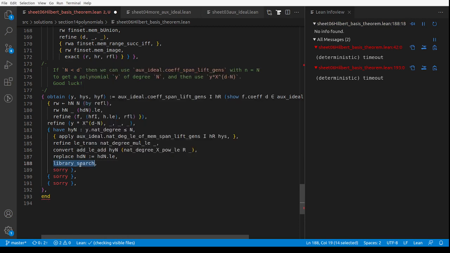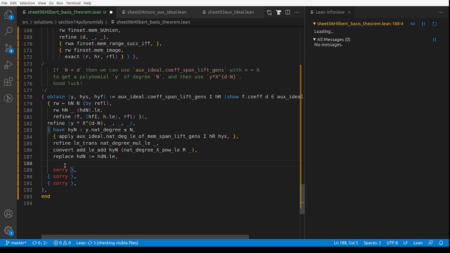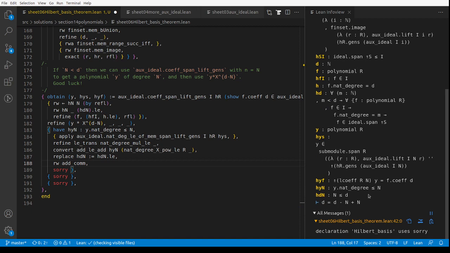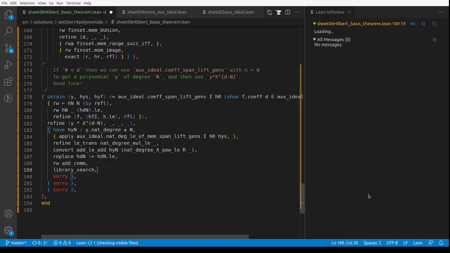No, it doesn't. Okay, so let's play guess the name of the lemma. Oh, I suppose I could rewrite. I could rewrite add com, and then try library search. It might be that way around. Oh, okay, let's just guess it. Go on, 5 more seconds. No. Okay, I'll give in.